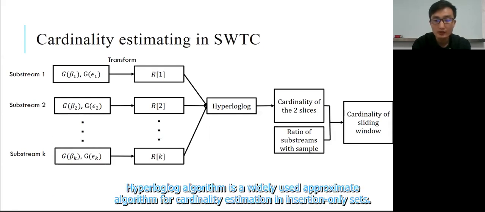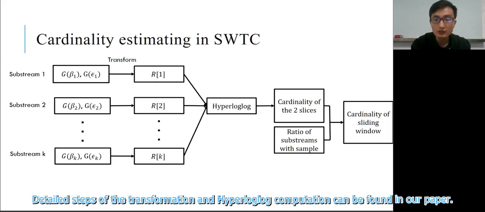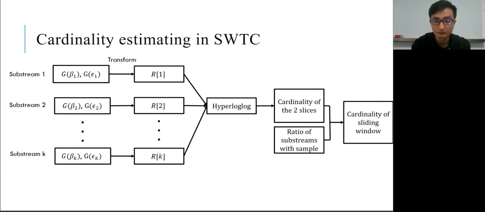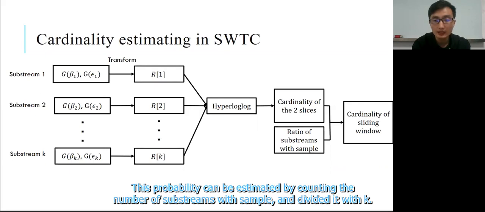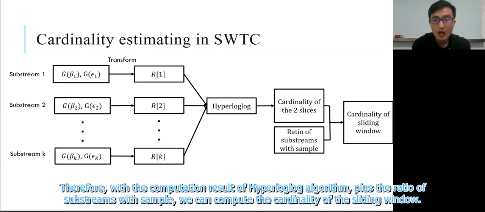The HyperLogLog algorithm is a widely used approximate algorithm for cardinality estimation in insertion-only streams. Detailed steps of the transformation and HyperLogLog computation can be found in our paper. The ratio of the sliding window's cardinality against the most recent two slices' cardinality is equal to the probability that a substream gets a sample. This probability can be estimated by counting the number of substreams with a sample and dividing it by k. Therefore, with the computation results of the HyperLogLog algorithm plus the ratio of substreams with a sample, we can compute the cardinality of the sliding window.